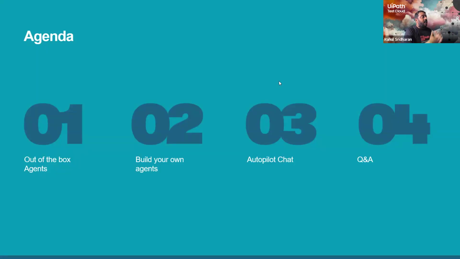And then finally, the third bucket is going to be what we call autopilot chat. Now, this is a capability that is going to be in public preview soon. It's not even in public preview now. It's going to be in public preview next week. But what we want to show you is a glimpse of what this autopilot chat means, how you can bring all the agents together, and how you can have a seamless chat kind of experience within the UiPath Test Cloud platform to orchestrate your testing. Okay, that's basically going to be the agenda.